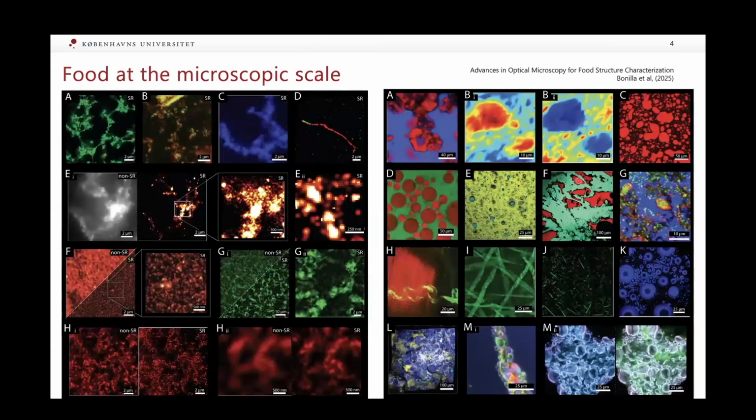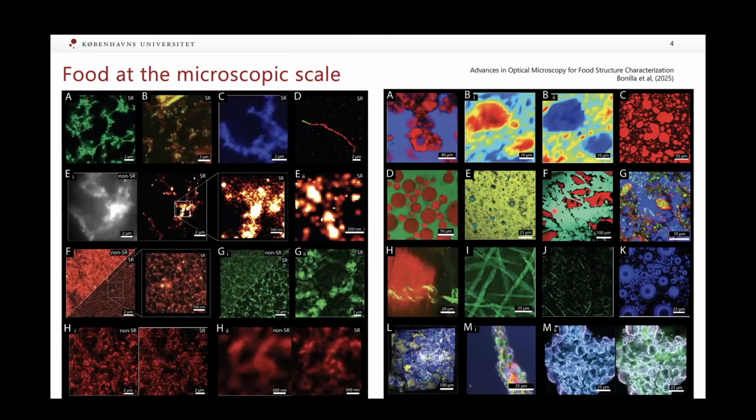So in the review, I've put a lot of images together. On the left is super resolution images from food microstructure. I'm pretty sure Johannes has been involved in at least more than one of these, from what I remember from reviewing the literature. And the ones on the right are only label-free techniques. So basically, for instance, here you can see green is the protein phase and red is the fat phase. So this has been quite convenient for us, and this is what I'm going to show today.